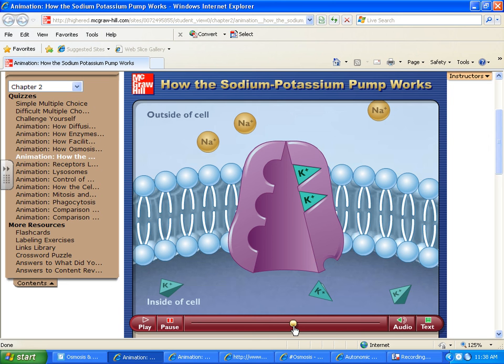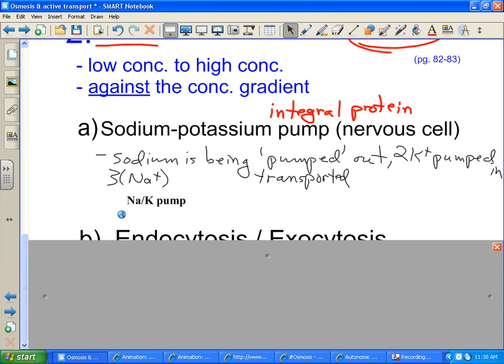But it's moving them the opposite way they want to go. That's like trying to cram more and more people into a crowded elevator. Nobody wants to be there, it's all crowded. Question there.